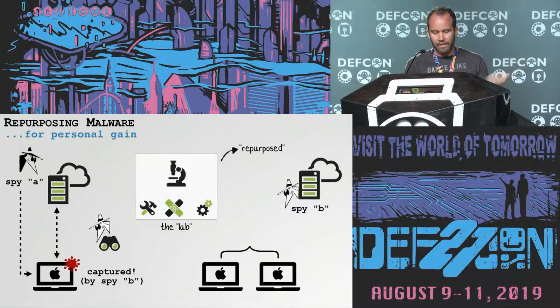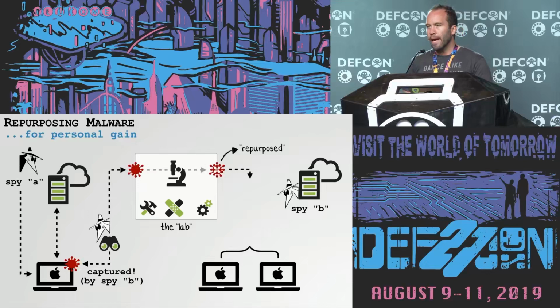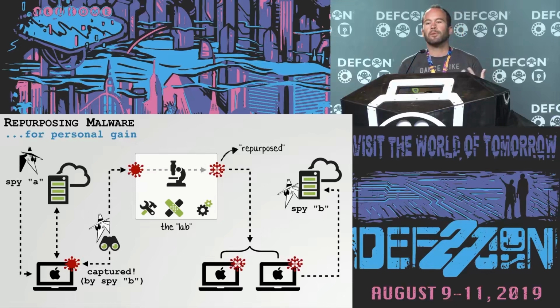So let's dive in. Here we have a diagrammatic overview that conceptually explains the repurposing process. Imagine that Spy A has developed some neat, sophisticated, fully featured malware and has deployed it to various targets, infecting various systems around the world. Spy B somehow captures this malware, perhaps either in transit or pulls it off an infected system. Spy B then will take this malware sample to her lab and then repurpose it.